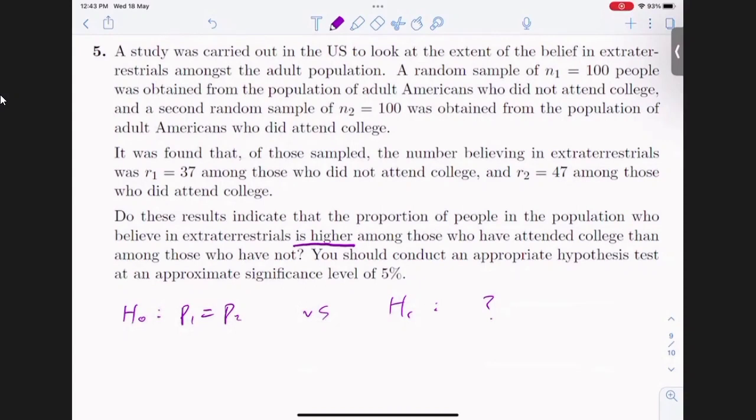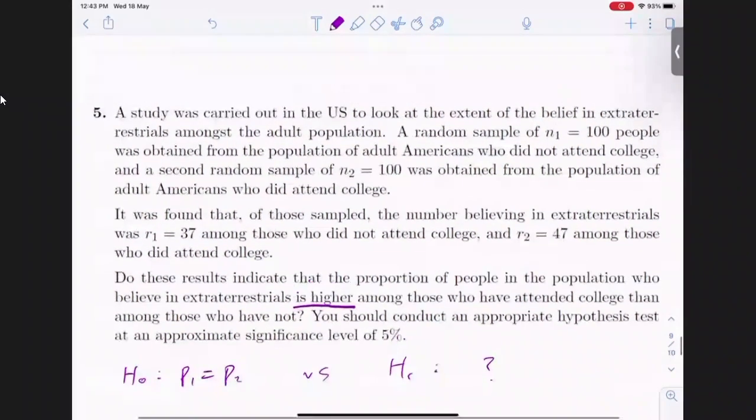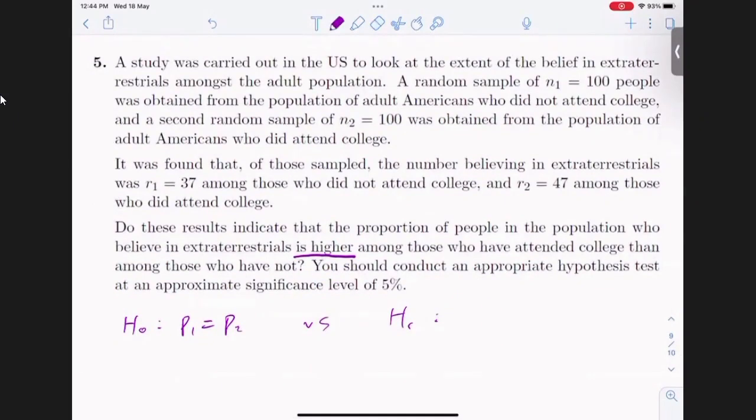Whenever we have a particular direction of the comparison that we are interested in, that will become a one-sided test. But it doesn't mean that the alternate hypothesis will be P1 greater than P2, because that is a trap. According to the description of the question, a random sample of n1 equals 100 people, the first sample, are obtained from the adult Americans who did not attend college. So this group of people who did not attend college are the first population. And the second population consists of those who have attended college. And therefore, the alternate hypothesis is actually P1 less than P2.